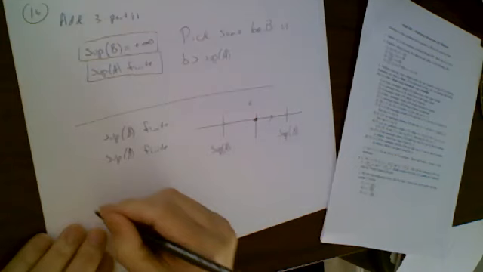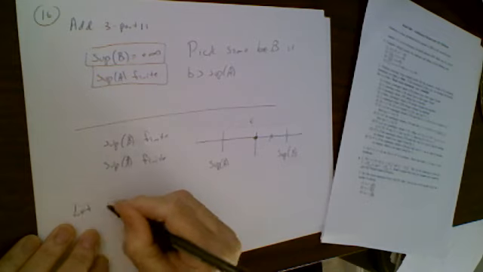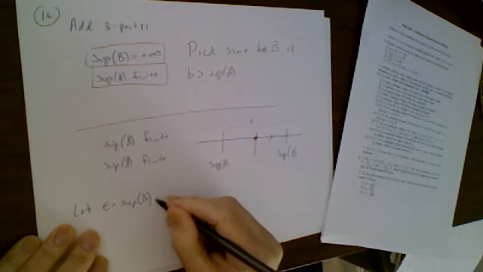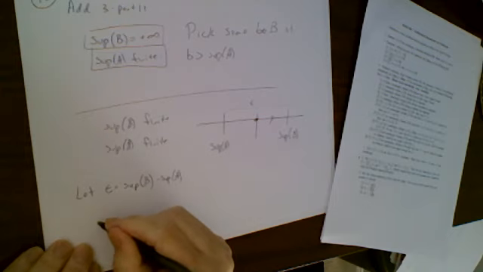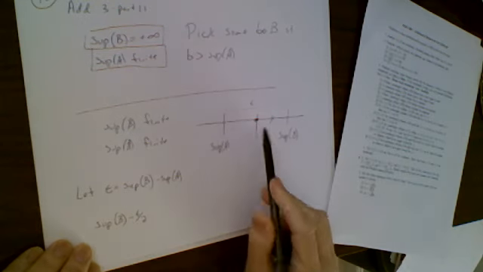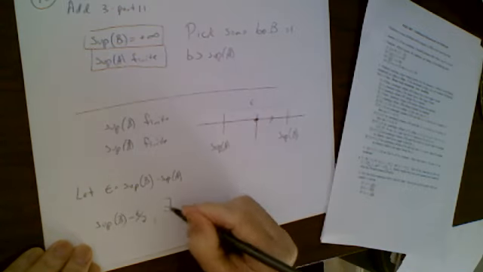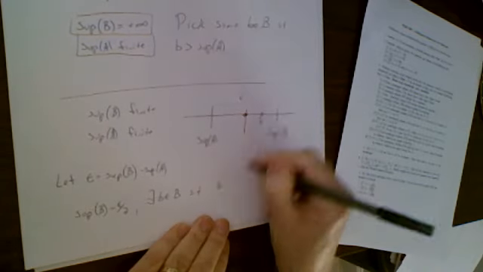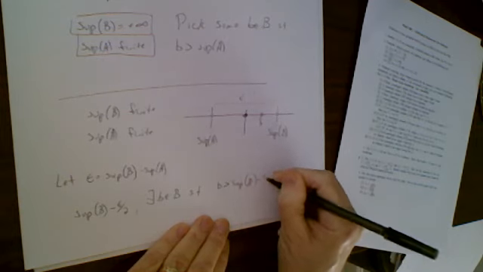So what we can say is, in the case where the sup of A and the sup of B are both finite, let epsilon be the difference between the two: the sup of B minus the sup of A. Now, if you look at the sup of B minus epsilon over 2, there's some b such that b is bigger than the sup of B minus epsilon over 2.